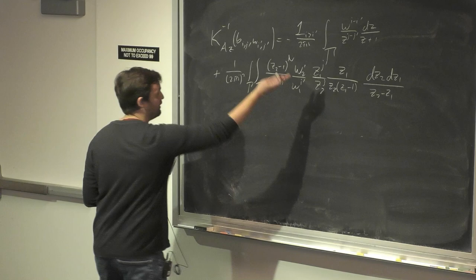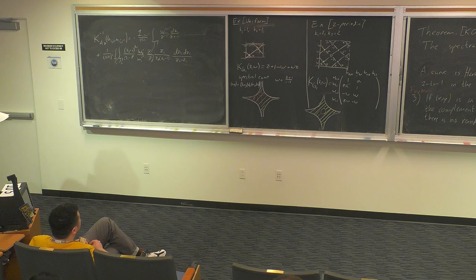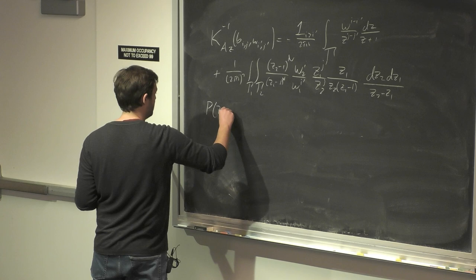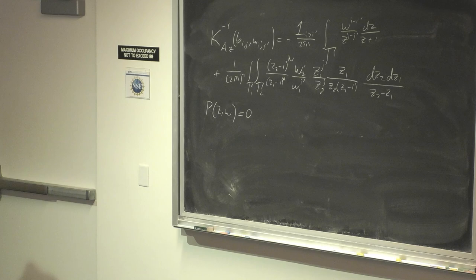Okay, this is a rather big formula, but it's actually not too bad. The relation between w and z is given by the characteristic polynomial. So this gives you the relation between z and w.